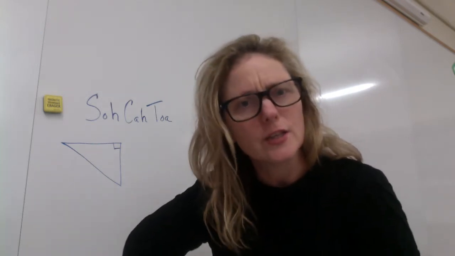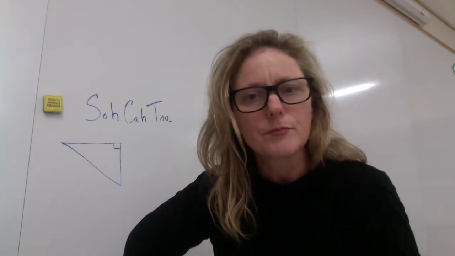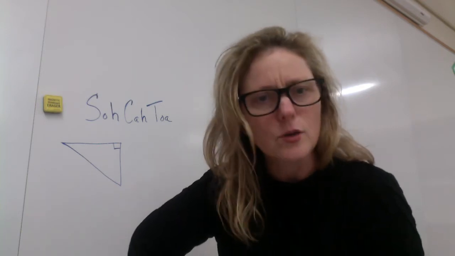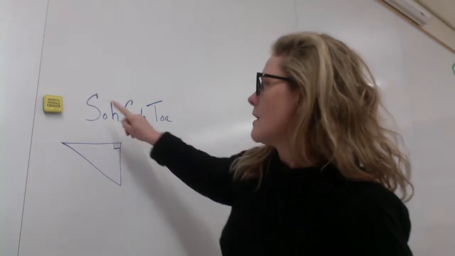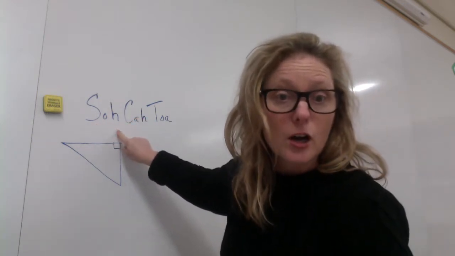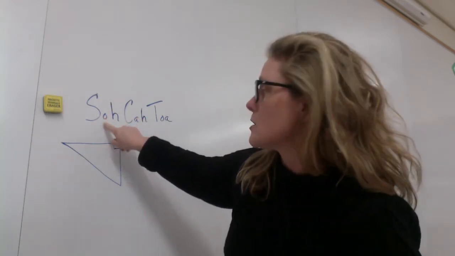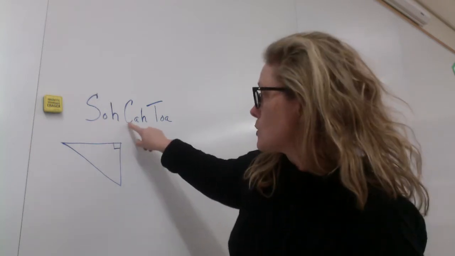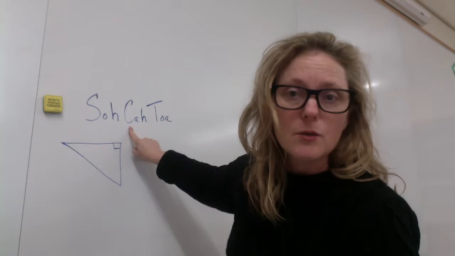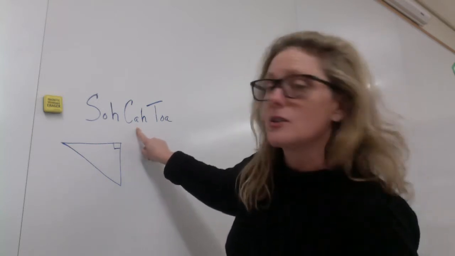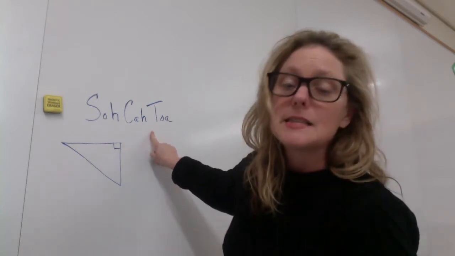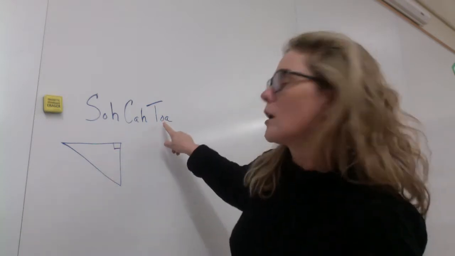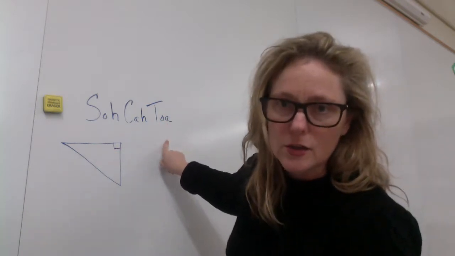I see John over there raising his hand. Thank you, John. Could you tell us? Okay, so I'm hearing John telling us that the S stands for our sine ratio, which is opposite over hypotenuse. Our cosine is our big C, right? Cosine is the ratio adjacent over hypotenuse. T is our tangent, which is opposite over adjacent.